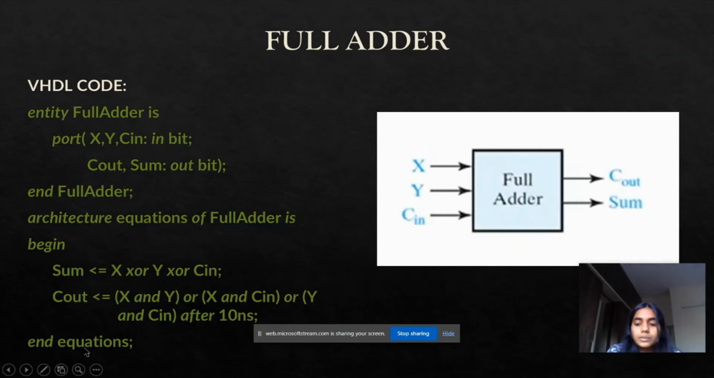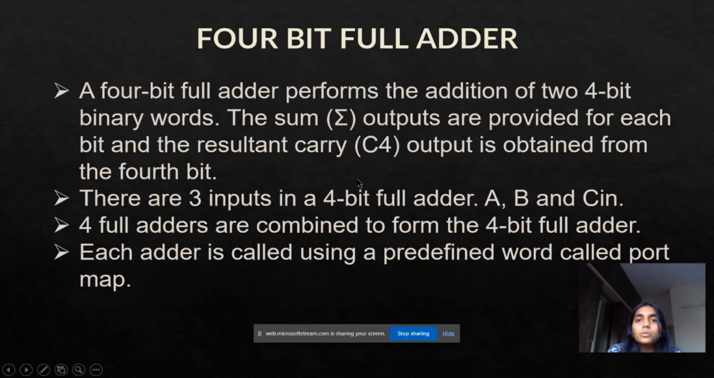Now we end equations. Now, coming to a 4-bit full adder, a 4-bit full adder performs the addition of two 4-bit binary words. Now, there are three inputs for a 4-bit full adder. A 4-bit full adder is basically a combination of four full adders.